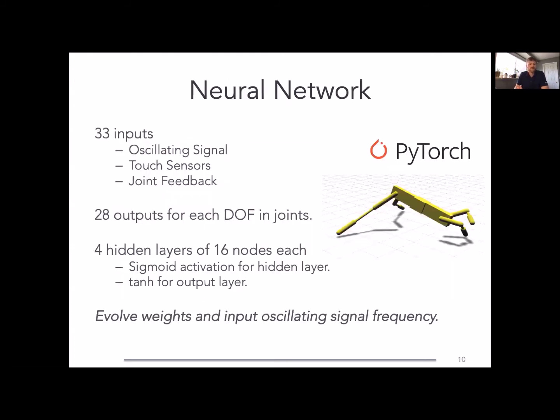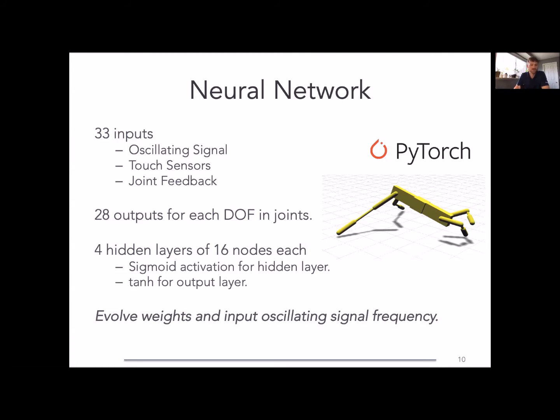Our neural network has 33 inputs. So we provide a periodic oscillating signal, 4 touch sensors, 1 on each foot of the quadruped robot in this case here. And then we provide joint feedback for the 28 joints in this case. So again, you have a hip, knee, and ankle on all 4 legs. And then you've got 2 spine joints, which all have 2 degrees of freedom. So legs can move along the main axis of the body as well as away from the body. Your spine can move up and down and side to side.